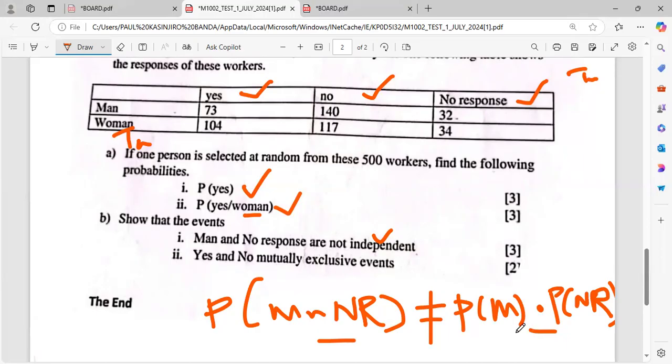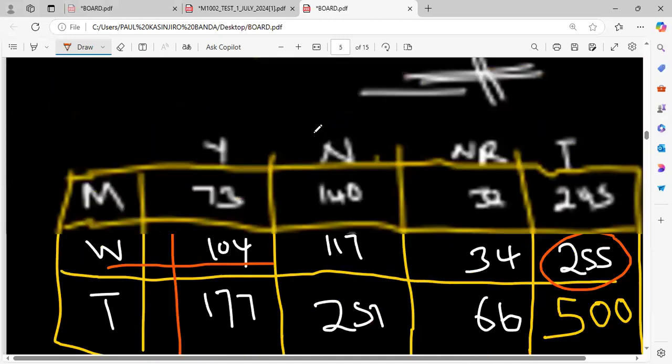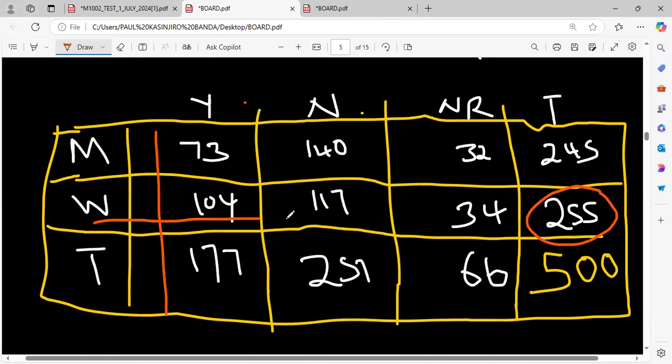Okay, so let's find the probability of man and no response intersection. Going back to this table here, what is the probability of man and no response? You go to the row for the man and then the column for no response. We get this value here and divide it by 500.